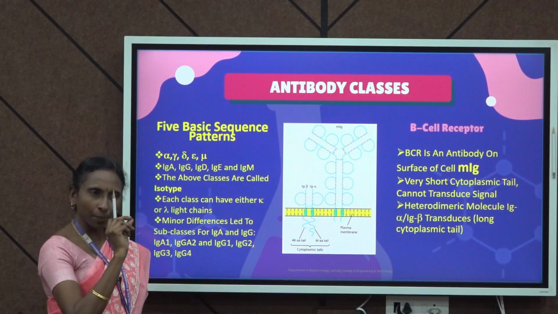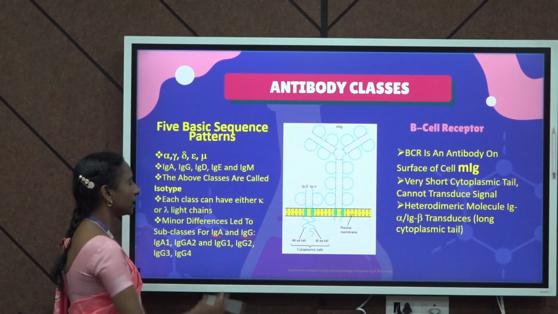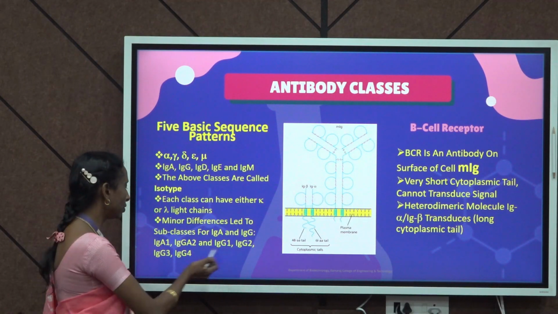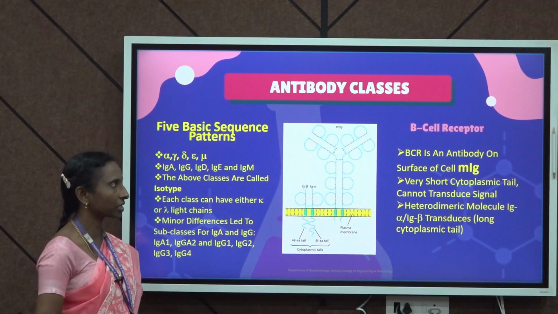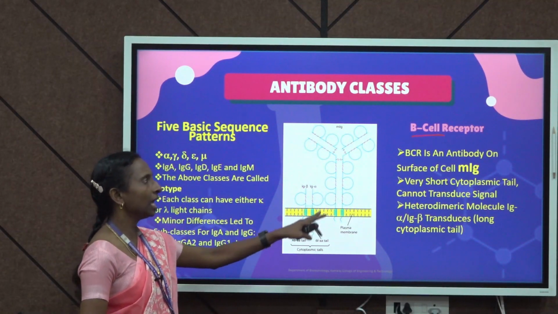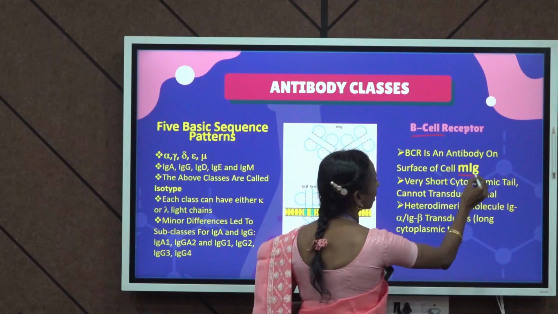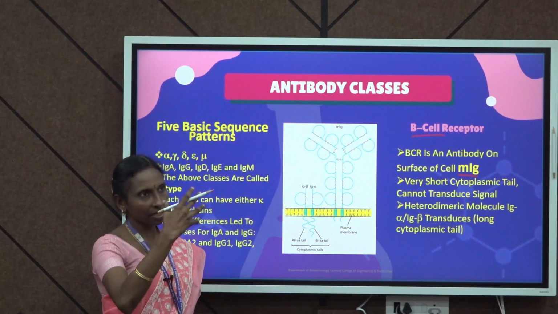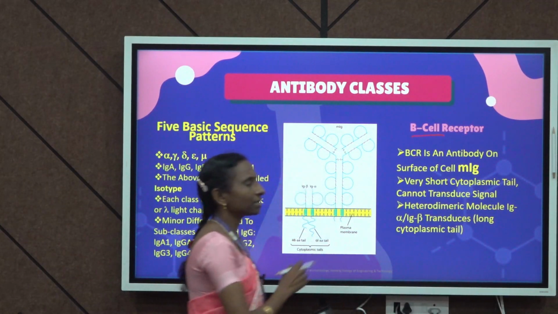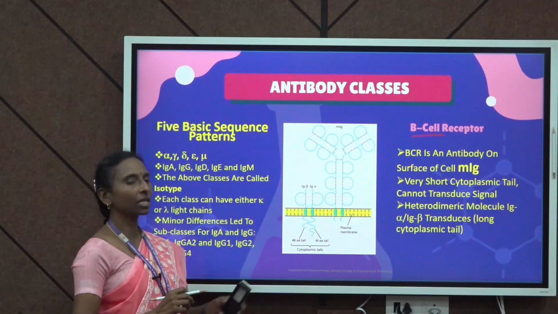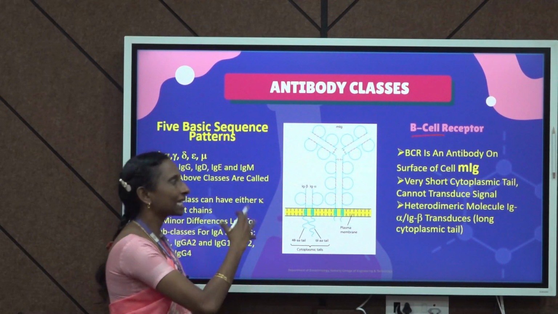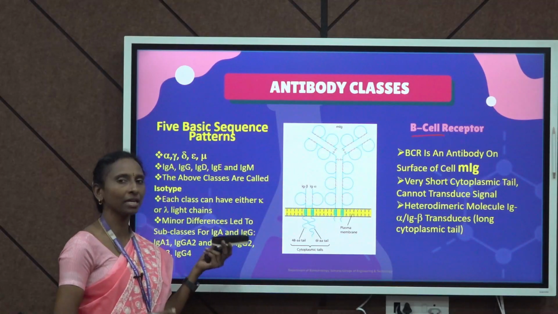Now, based on further minor differences, IgA and IgG have been further classified into IgA1, IgA2 and IgG1, 2, 3 and 4. These are the subclasses based on further variations. Other than this, you will also find B cell receptors, which have a similar structure, found on the surface of B cells. These are actually the mIg. The differences between regular immunoglobulin and the B cell receptors are that they have a very short cytoplasmic tail and they cannot transduce signal as is carried out by your antibodies.